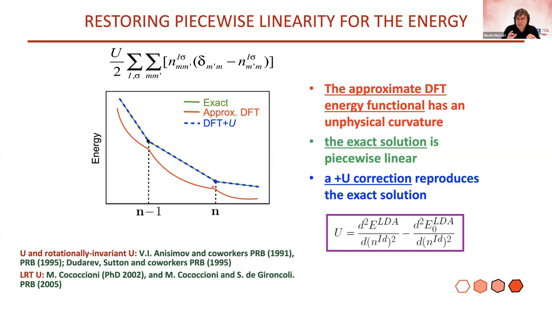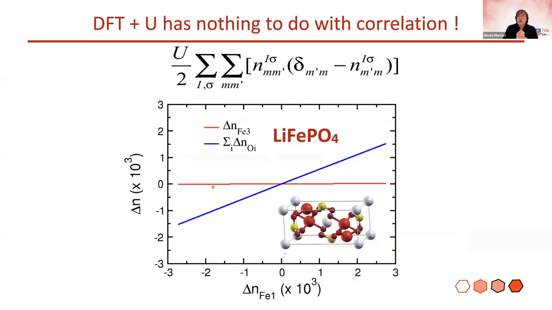But remember, this is a heuristic assumption. So in some way, the DFT plus Hubbard correction has nothing to do with correlated electrons and is an approximate way to enforce piecewise linearity on a localized manifold. Now, correlated electron systems have a lot of localized electrons. And so DFT plus U helps a lot in the description of correlated electron systems, but it doesn't have anything to do with correlation. And you can see this very clearly in this example.